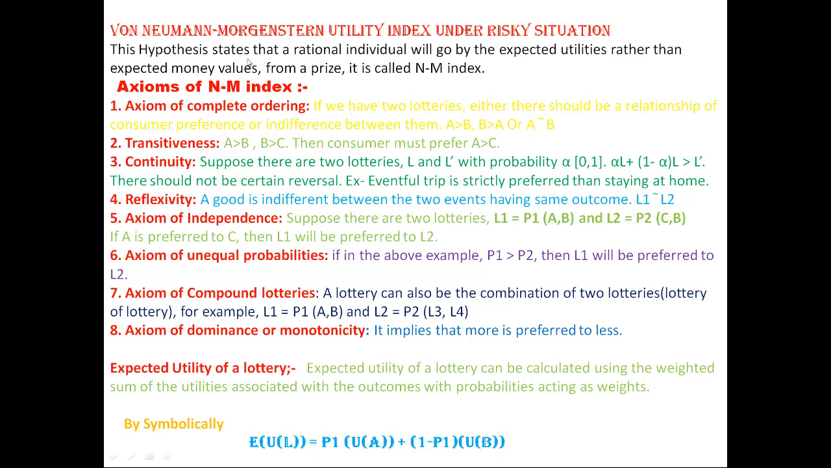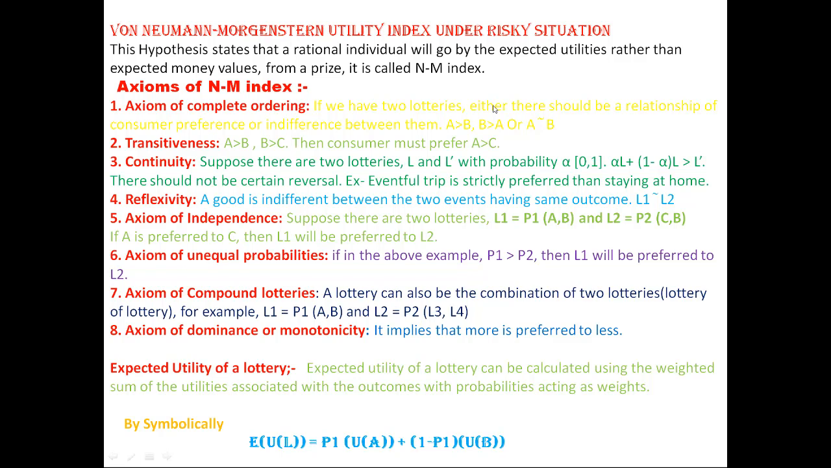Next is the von Neumann-Morgenstern utility index under risk situation. This hypothesis states that a rational individual will go by the expected utilities rather than expected monetary values. According to von Neumann-Morgenstern, they emphasize expected utilities rather than expected monetary values. In short, it is called the NM index. Now, the axioms or assumptions of the von Neumann index.